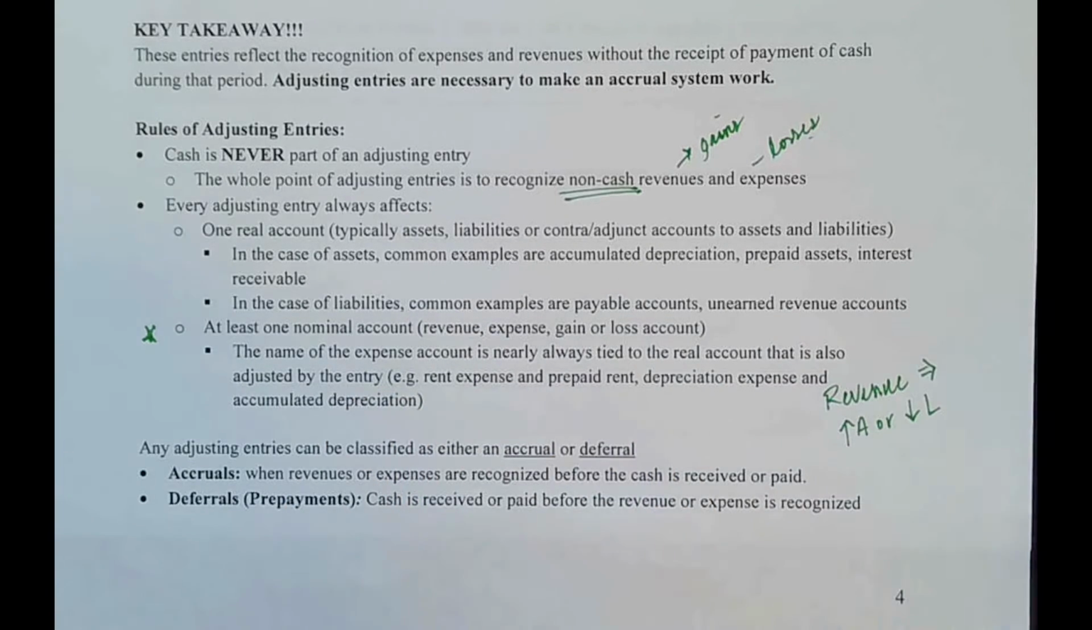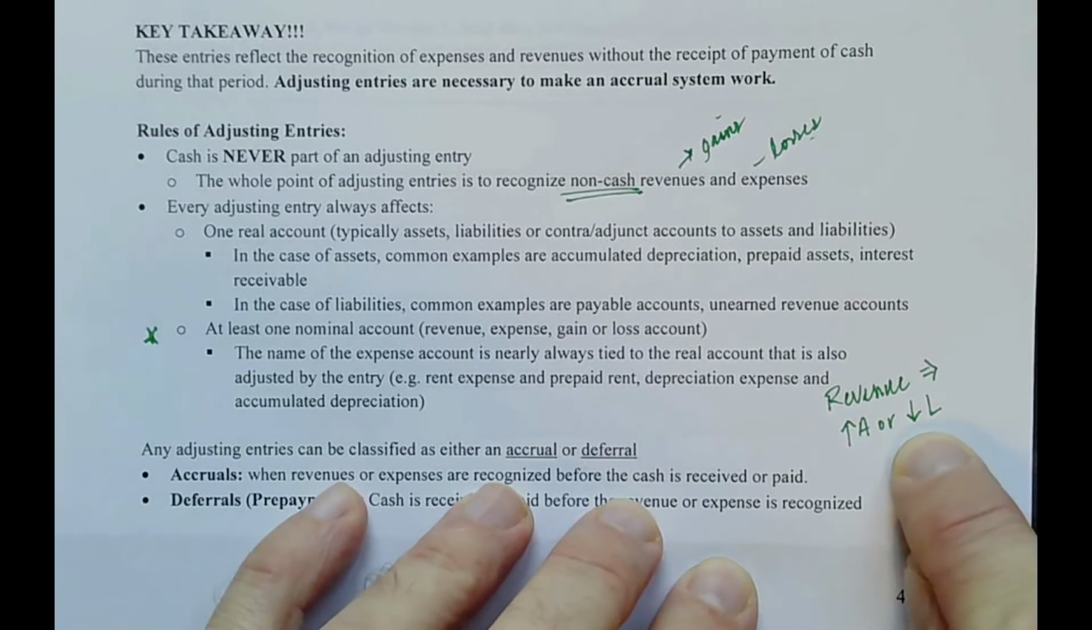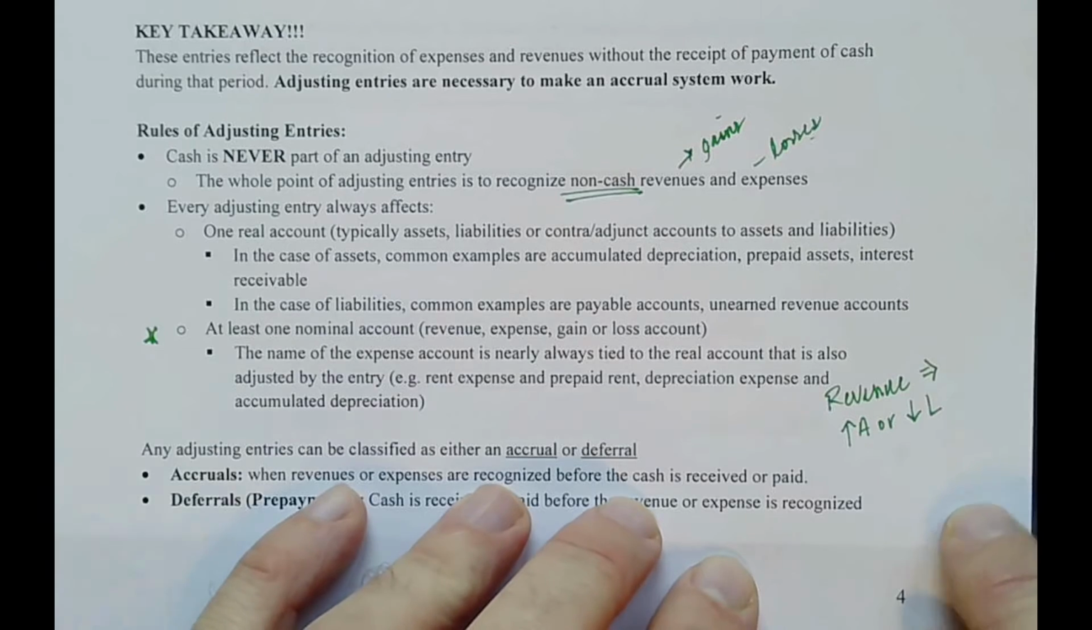So expenses are the same. We just reverse the signs. Expenses are decreases in assets, increases in liabilities. Remember, gains and losses have the same definition: an increase in assets or a decrease in liabilities. The only difference between a gain and a revenue is whether it fits in the company's core operations.